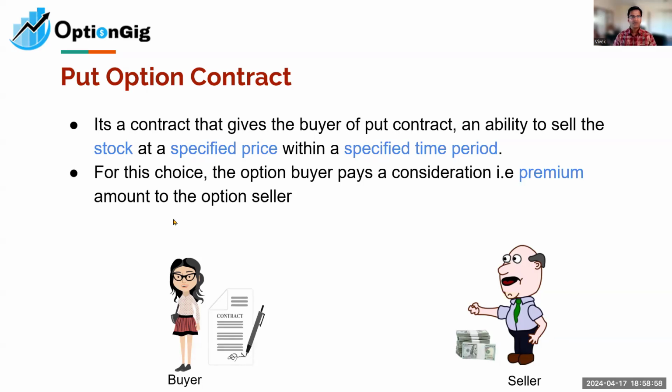Okay. I know I'm going slow. The reason is 70% of you have never traded options. That's why I'm going a little slow so that it is clear to you.